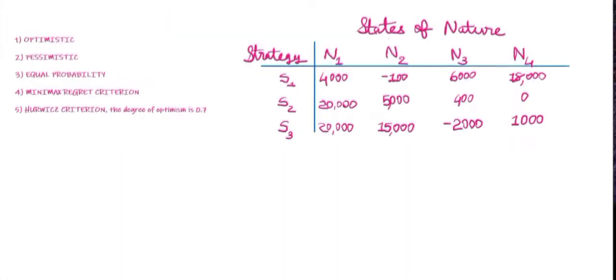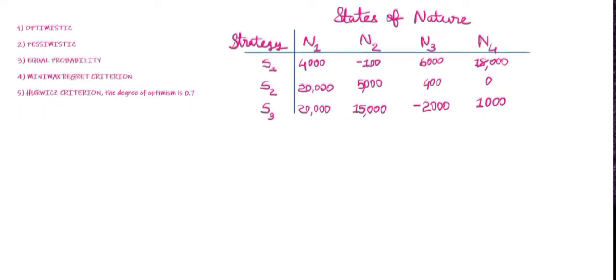Now this is the question. The payoff matrix containing the different strategies and the events, that is the states of nature, has been given to us, and it is asked to find the decision that will be taken under the following approaches, which is optimistic, pessimistic, equal probability, Minimax regret criterion, and HURWICZ criterion, where the degree of optimism is 0.7.